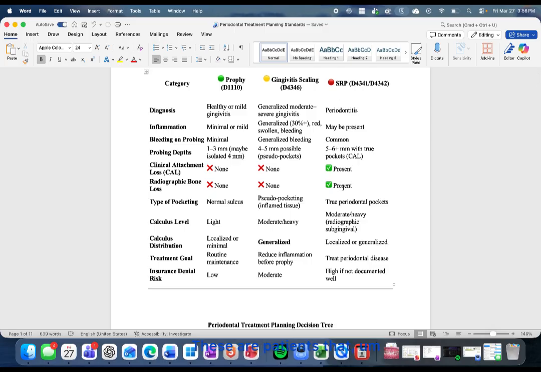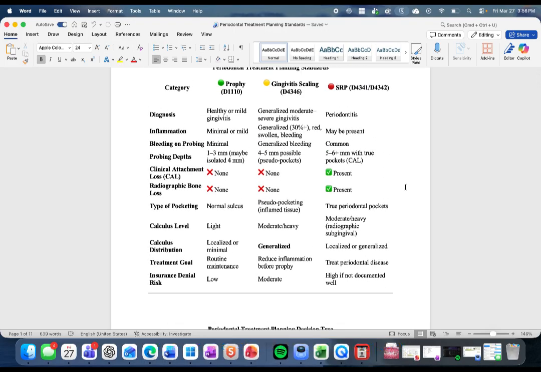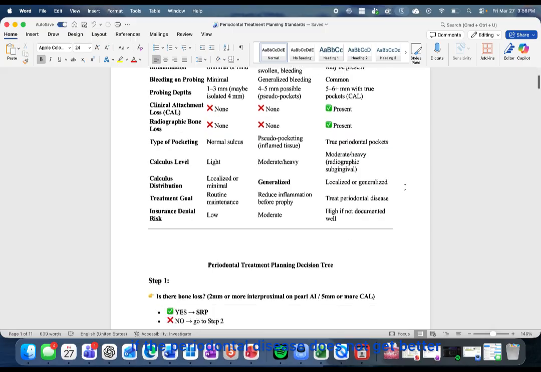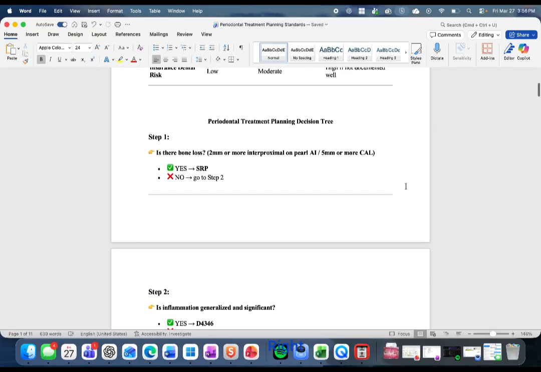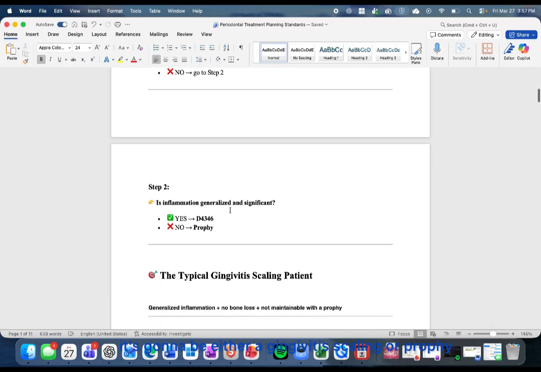These are patients that have bone loss and they are in danger of losing teeth if the periodontal disease does not get better, right? So what are you going to ask yourselves? Step 1, is there bone loss? On Pearl AI, the nice thing about having that is it's going to measure this for us. So we need interproximal bone loss of 2 millimeters or more. Look at those numbers from Pearl and count how many teeth you have. If it's no, it's going to be either a gingivitis scaling or prophy.